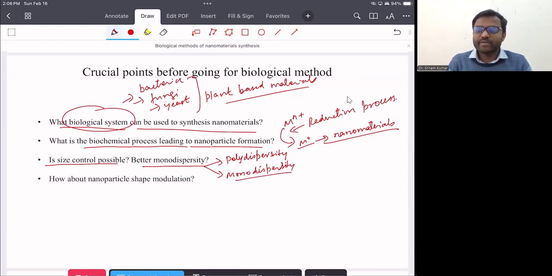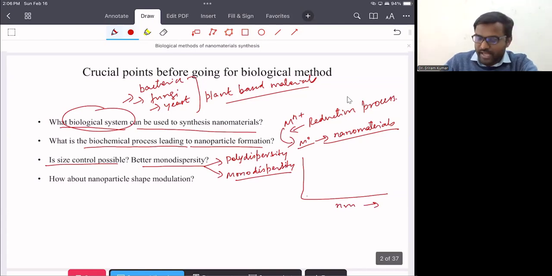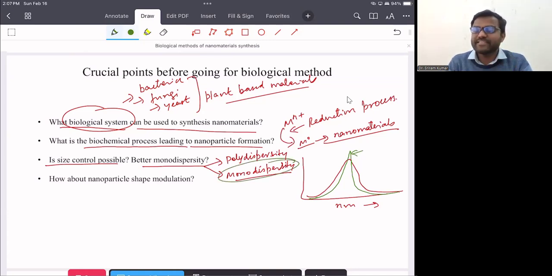When we synthesize nanomaterial, suppose we have one kind of size distribution here, and another kind here. The second is monodispersity, because it has less error and the maximum intense peak at one wavelength. This kind of thing is called monodispersity. However, if we have a broader peak, that contributes from polydispersity.